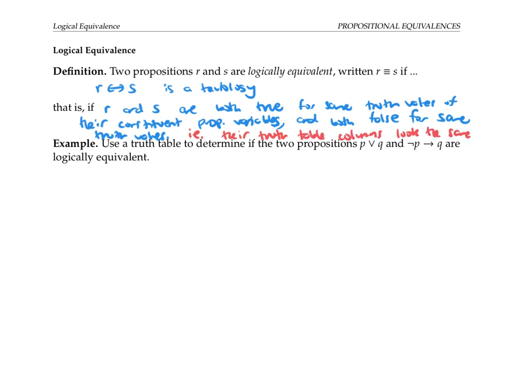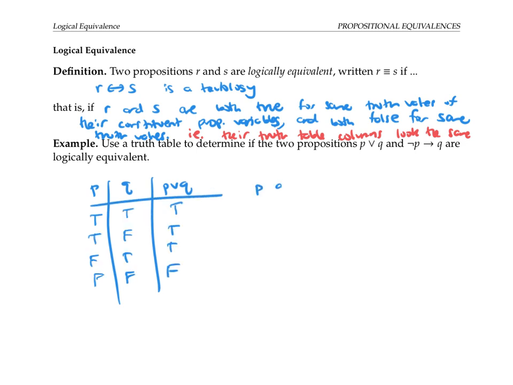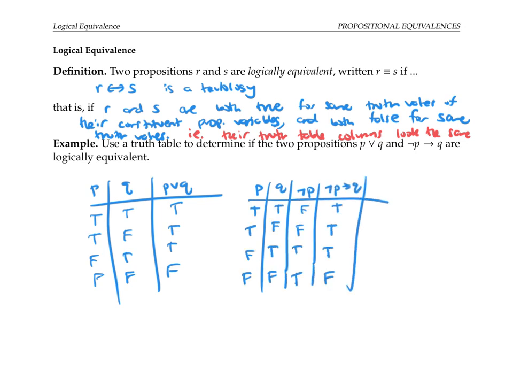So let's use a truth table to determine if these two propositions, P or Q and not P implies Q, are logically equivalent. I'm going to start by building a truth table for P or Q. And now I'll build a truth table for not P implies Q. And we see that for the same truth values for P and Q, we have exactly the same truth values for our two expressions. Their columns look identical.